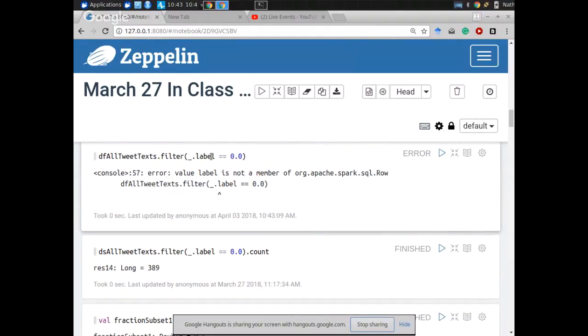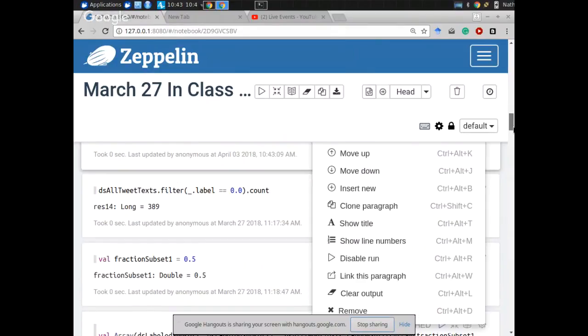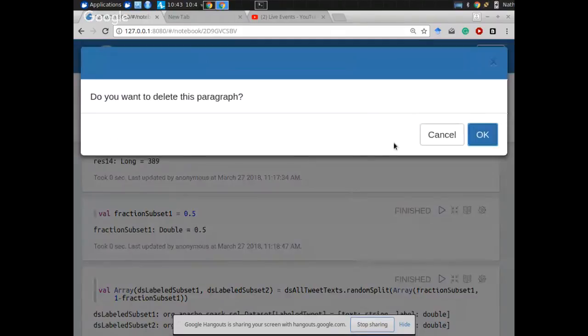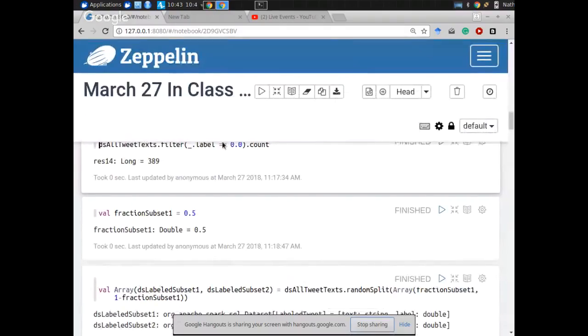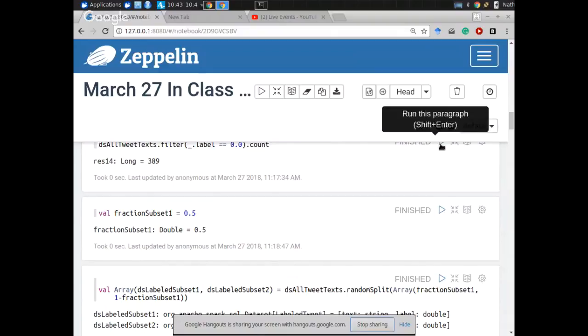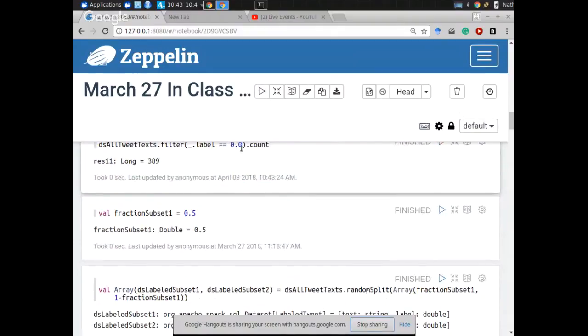This should be DS. I don't know why that's still there. It should be DS all tweets. The next one is correct; the previous one I just deleted was wrong. Here we could say how many tweets have this. And the key thing is the type of it is statically known, so it knows that it has a label thing rather than just dealing with it with a string name for its field.